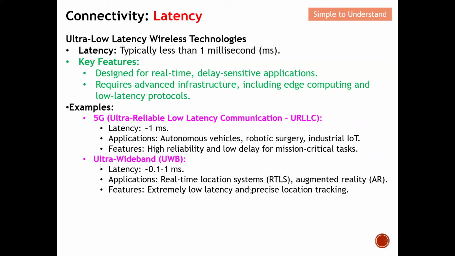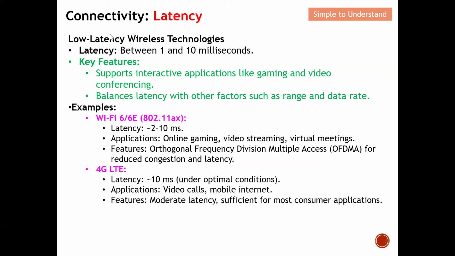As I told you earlier, UWB nowadays is also used for asset tracking or even tracking personnel, etc. So we have this form of real-time, where the delay is very, very small. It is also used for AR purposes. The feature is extremely low latency and precision location tracking. So let's move on to low latency.